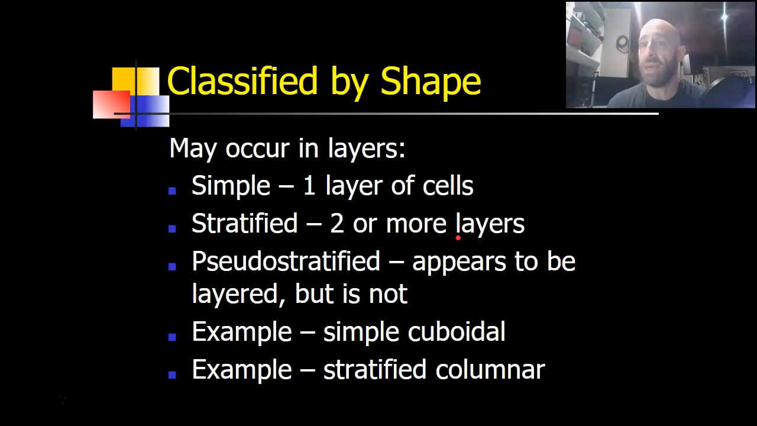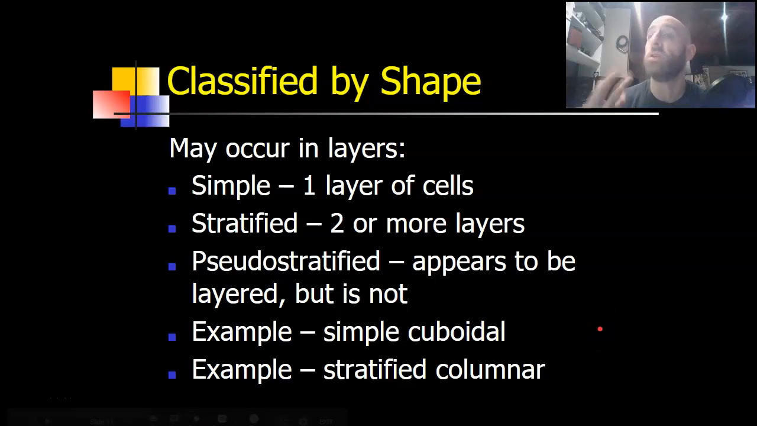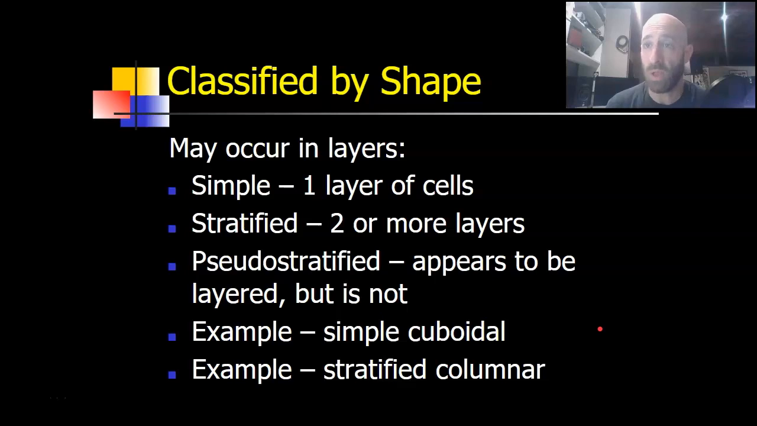So how do we name these things? We say the number of layers first and then the shape. So for example, simple cuboidal would be a single layer of cuboidal cells. Simple squamous would be a single layer of squamous cells. Stratified columnar would be a multiple layer of columnar cells, so it would be usually 2 in that case. It's not common to be more than 2. There are some that have more than 2, but most layers are either 1 or 2 layers in terms of the thickness of that layer.